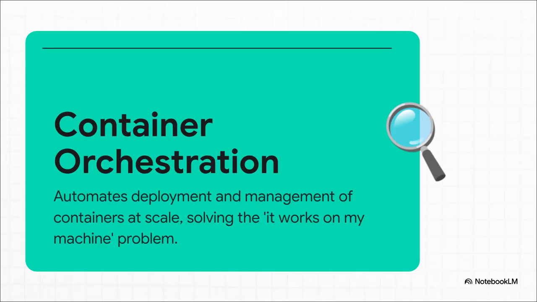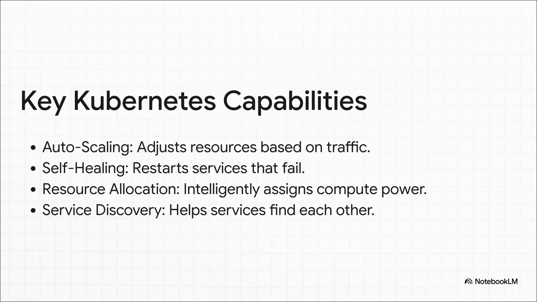Well, the answer starts with something called containers. They solve that classic developer headache, the "it works on my machine" problem, by packaging each service up with everything it needs to run. But when you have hundreds of these containers, you need a conductor for your orchestra. And that's exactly where a tool like Kubernetes comes in. It's the system that automates the entire life cycle of all those services. And this is exactly why Kubernetes is so incredibly powerful.